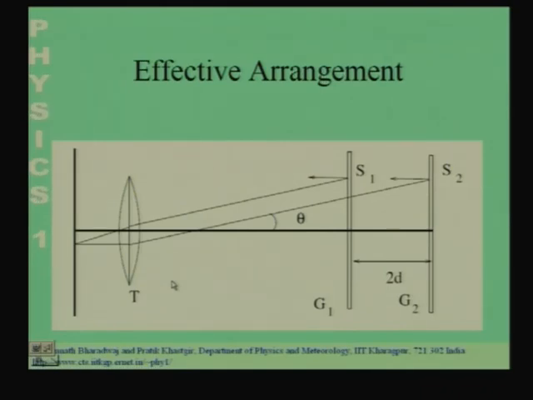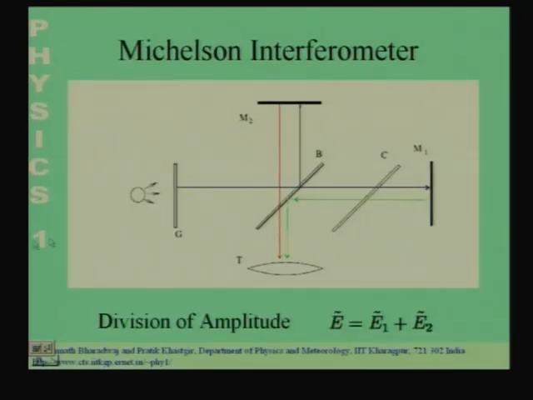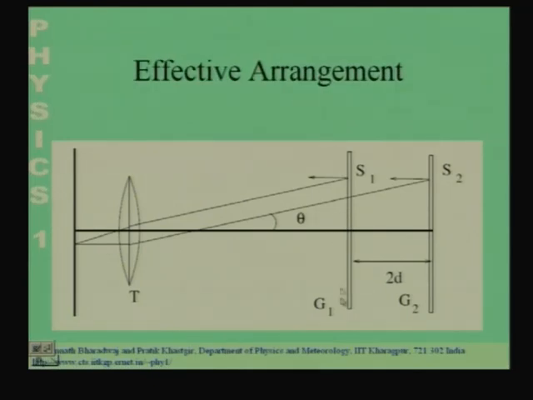So the effective arrangement is again shown over here, the thing which I was just discussing. You have two images of the ground glass plate which are produced in the direction of the line of sight, in this direction. If I put my eye here at the eyepiece of the telescope, I will see two images of the ground glass plate, one arising from the light which is transmitted, comes here and is reflected, another arising from the light which is reflected and then transmitted. So one produced by M1, another produced by M2. And these two images of the ground glass plate are shown over here.